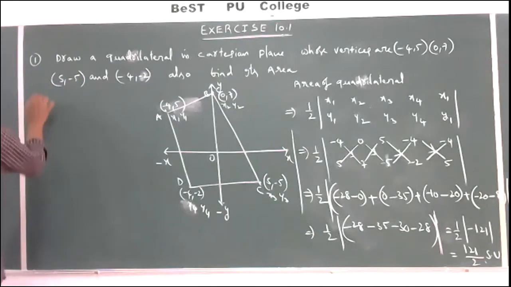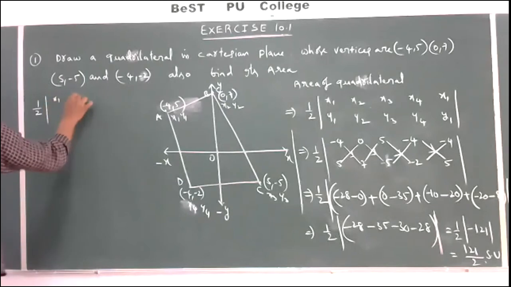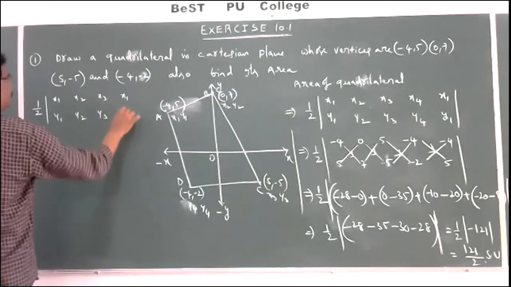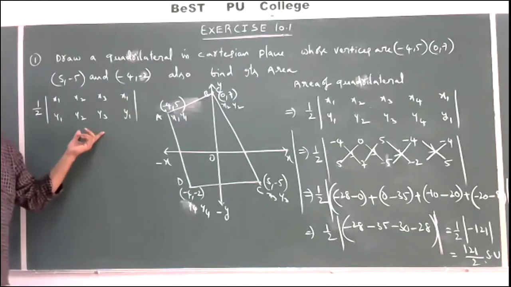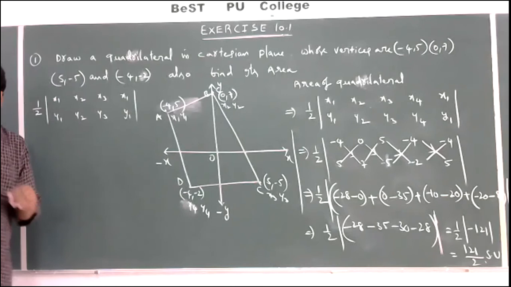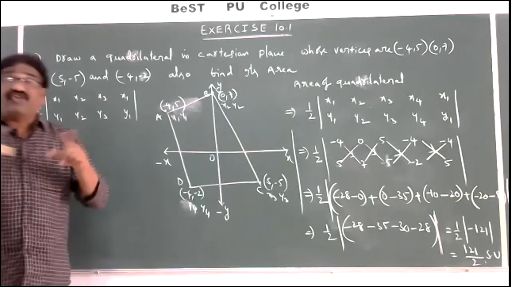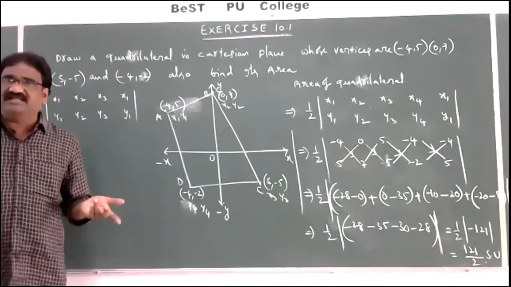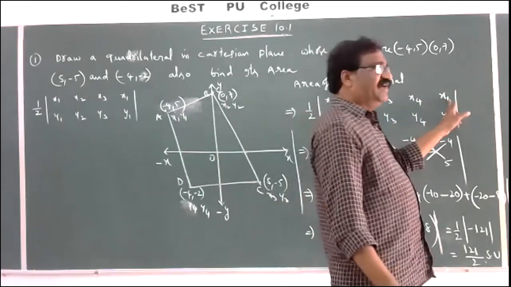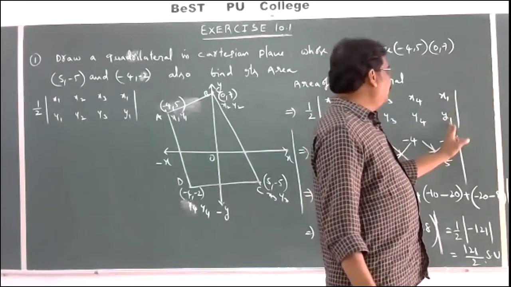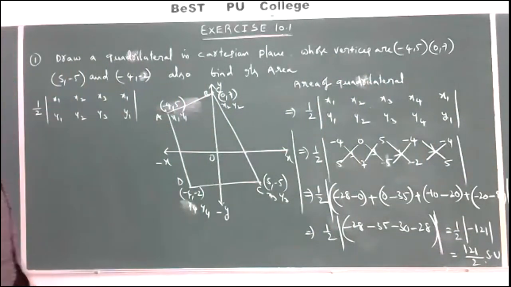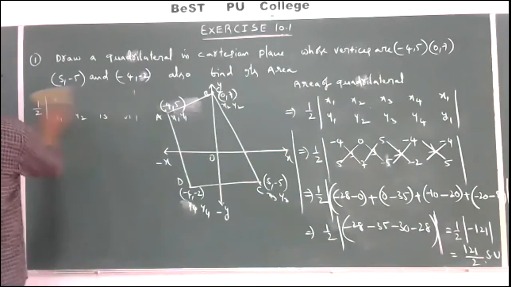For a triangle, you require the triangle area formula, 1 by 2 mod of x1, x2, x3, only 3 vertices, again repeating x1; y1, y2, y3, again repeating y1. This is the area of the triangle with 3 vertices. If you want the area of a pentagon, it has 5 sides and 5 vertices, so it goes up to x5, y5, and then again x1, y1. You go the same way. The process is the same.